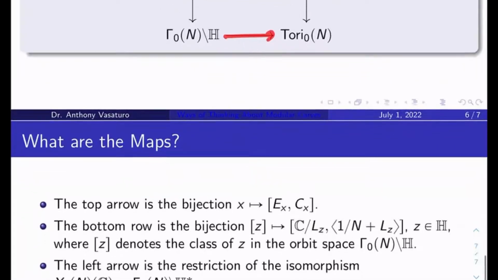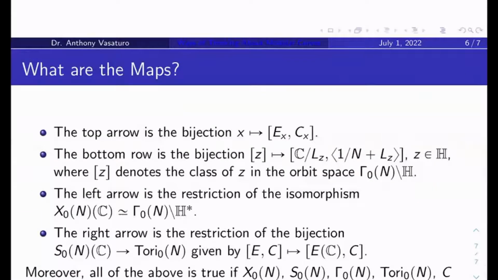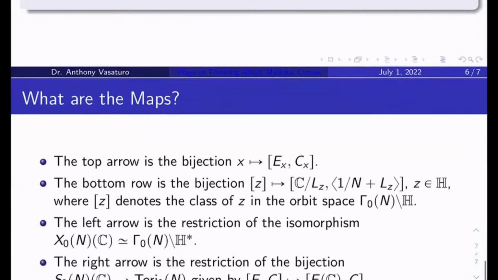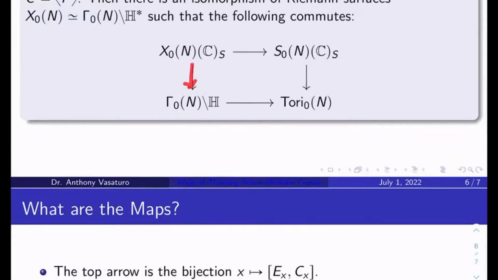Okay, what's this bottom arrow here? The bottom arrow is also a bijection. It sends the class of Z in the orbit space of gamma 0 of n acting on H to the isomorphism class of C mod the lattice L sub Z, so that L sub Z is the lattice generated by 1 and Z for Z in the upper half plane, comma, the group generated by the n torsion point 1 over n, or specifically its coset 1 over n plus L sub Z. Okay, so you've got basically points in your orbit space in bijection with isomorphism classes of complex tori for gamma sub 0 of n.